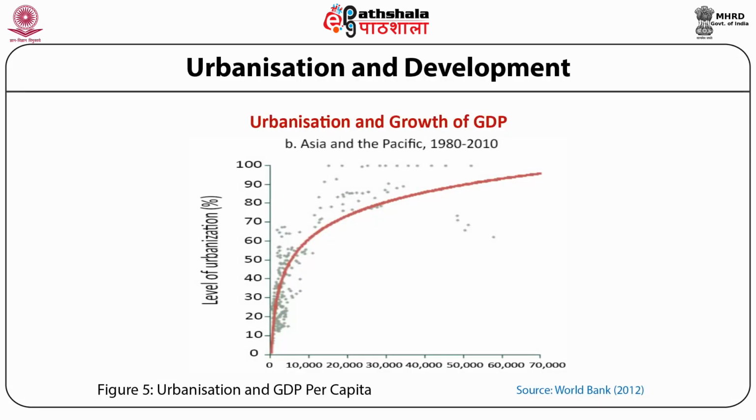Urbanization and growth of GDP. Urbanization is always supposed to have a positive association with growth of GDP. This relationship can be easily observed from figure 5. The figure shows that for most of the countries in the world, the per capita income starts rising only when the rate of urbanization crosses the 50% level.